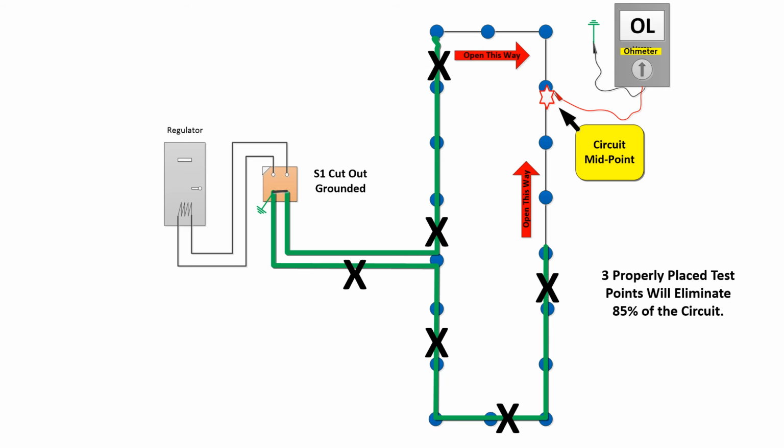In one direction, we're going to get continuity to ground, and in the other direction, we will get no continuity to ground. And we keep going towards the no continuity until we find our problem. So you can see with 3 properly placed tests, we can eliminate 85% of our circuit. If we just continue eliminating by cutting the circuit in half, we can very quickly isolate down to where we need to be.